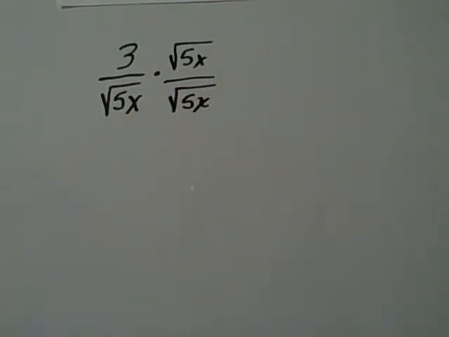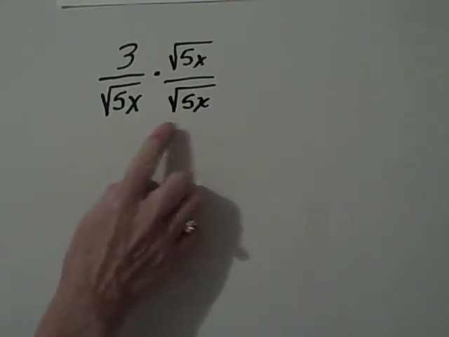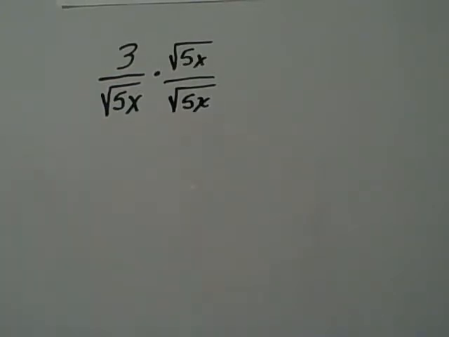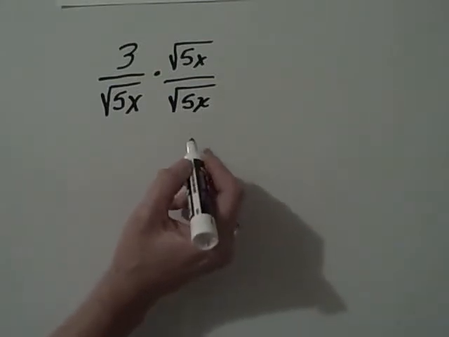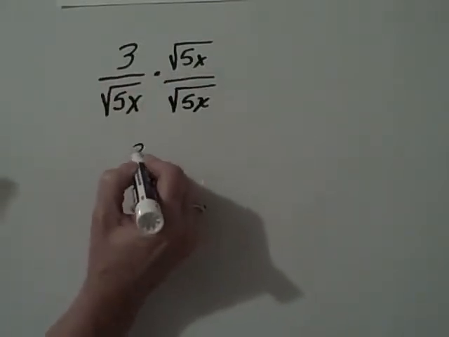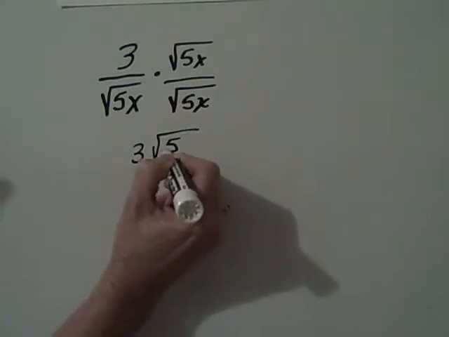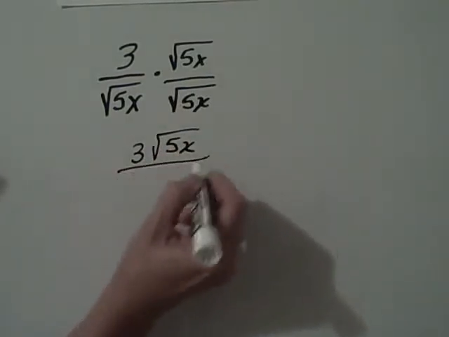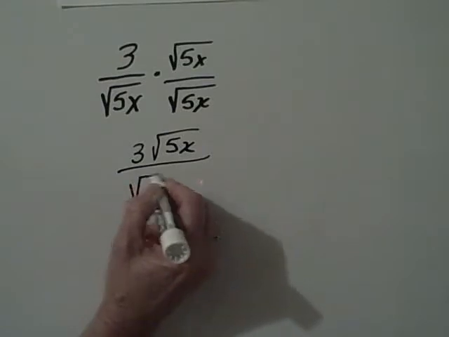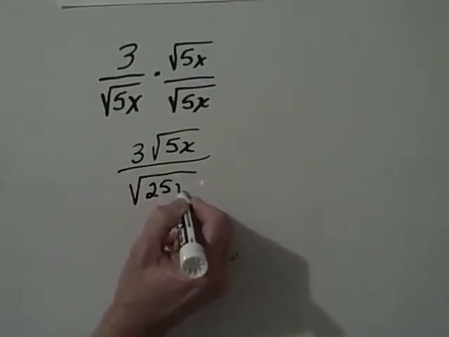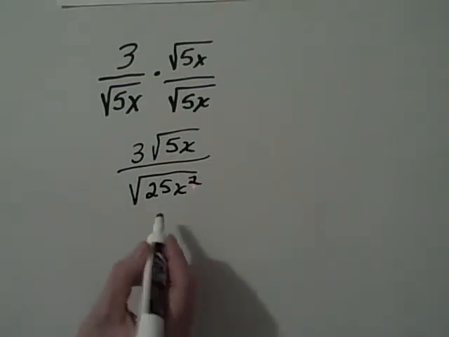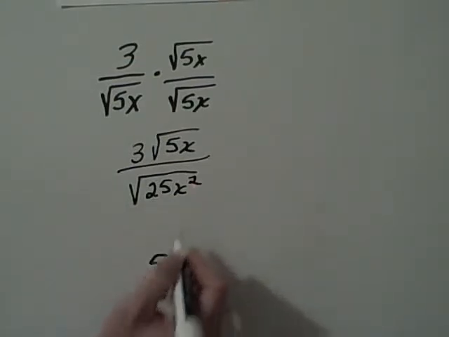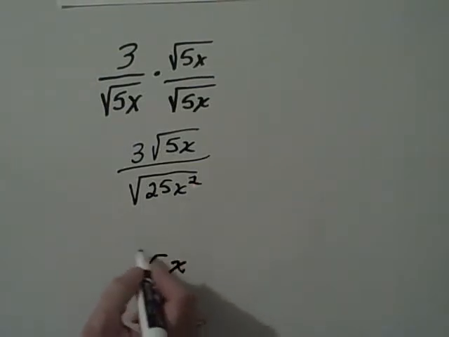Now, I chose this because if I multiply the square root of 5x times the square root of 5x, I'm simply going to get 5x. And I'll show you why. Because when we multiply the numerator, we're going to get 3 square roots of 5x. And then in the denominator, we're going to get the square root of 25x squared. But the square root of 25 is simply 5, and the square root of x squared is x.